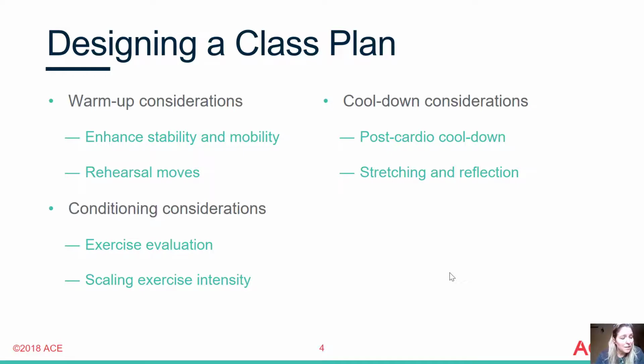So we want to include exercises that are going to mimic the 5 primary movement patterns. Those movement patterns are things like bend and lift, single leg movements, push movements, pull movements, and rotating movements. So in that conditioning phase, many times we include different types of movements that are going to mimic those primary movement patterns. Also, we want to scale our exercise intensity. So that means showing regressions and progressions.